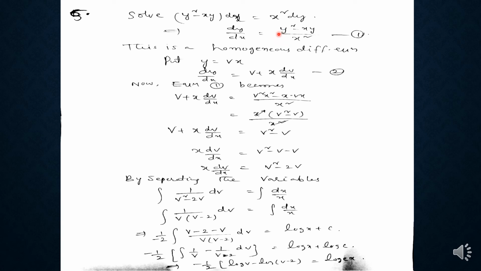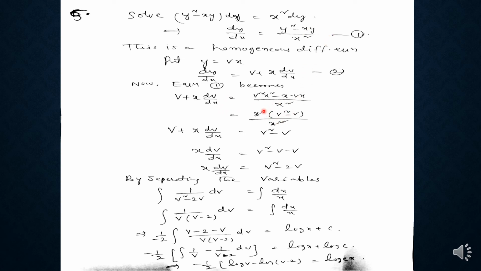For that we should check whether each term in the numerator and denominator is of the same degree. This is degree 2, this is also degree 2, this is also degree 2. So this is a homogeneous differential equation. Now substitute y = vx, dy/dx = v + x dv/dx. Now equation 1 becomes v + x dv/dx = (v²x² − x·vx)/x².